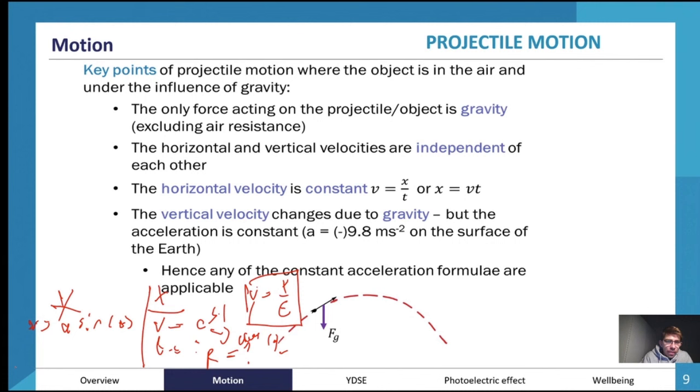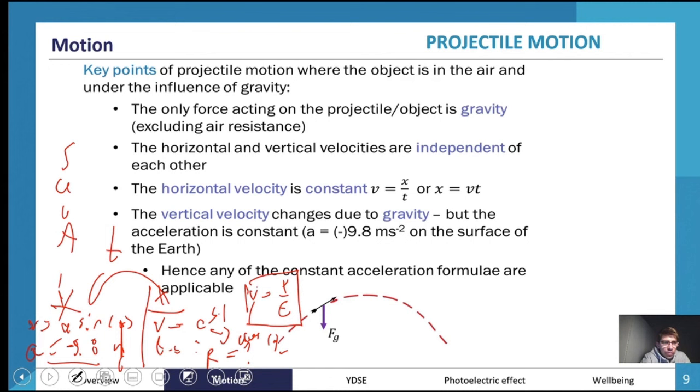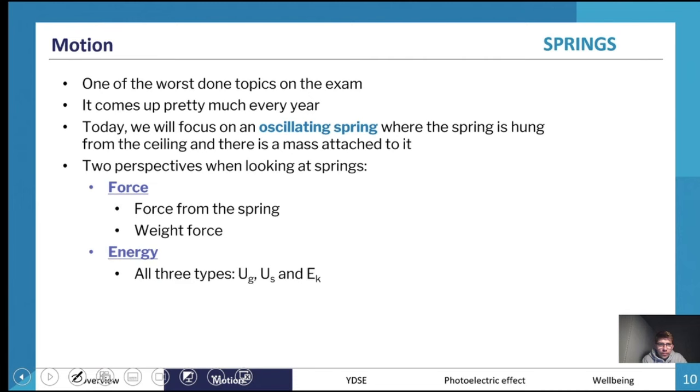For the vertical component, there's also acceleration, which is equal to 9.8, and then we also have to deal with height and time. Time is the only variable that links both the horizontal and the vertical component of motion. But because there is acceleration on the vertical axis, and that acceleration due to gravity we have assumed is constant, then we can use SUVAT formulas for the vertical component of the motion. Those are tough questions to deal with, projectile motion questions.